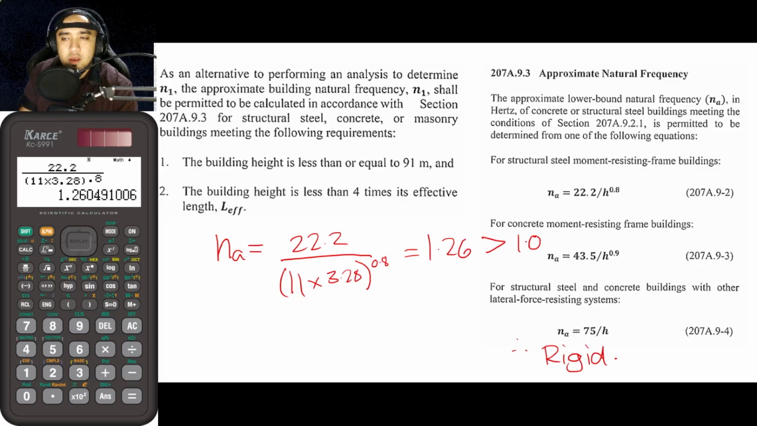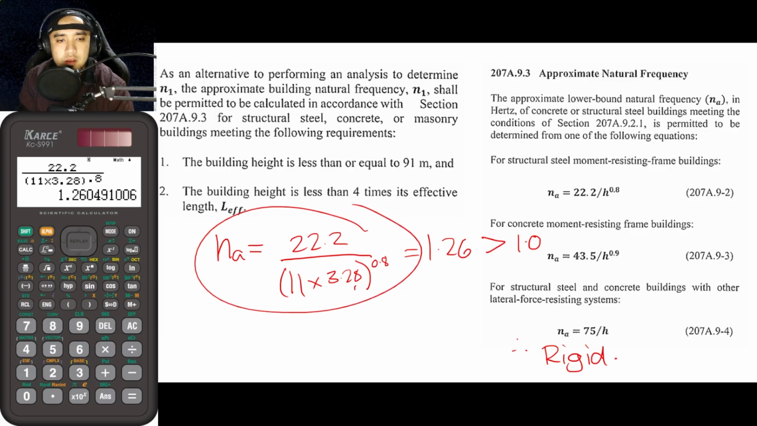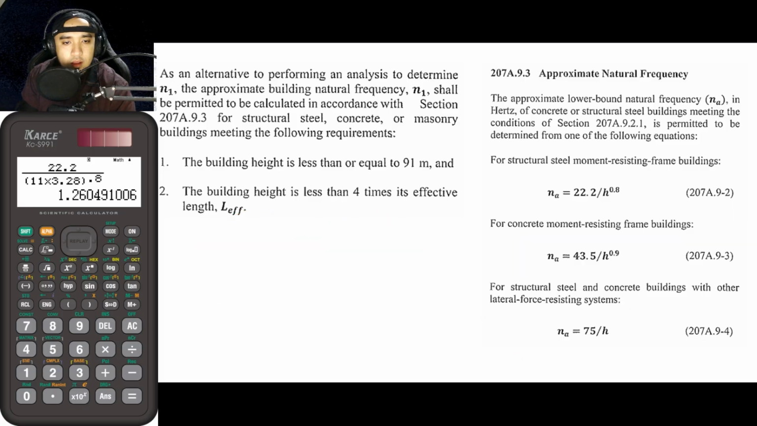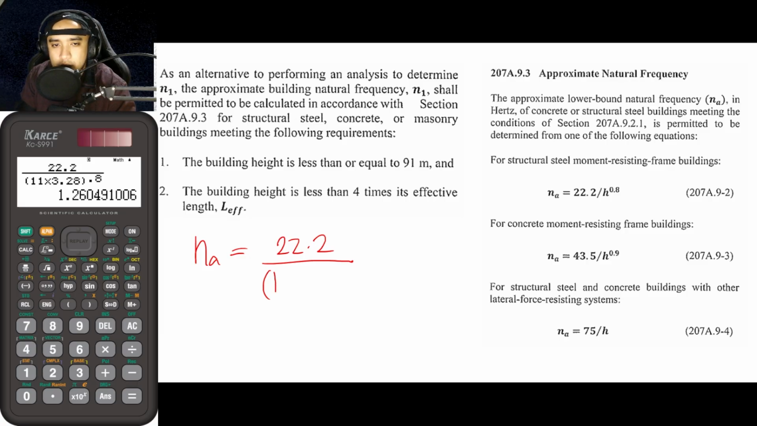Okay? So if you're that kind of person who likes to memorize formulas, instead of converting it, let us simplify this particular equation. So if I am to erase everything. So again, guys, before I erase it, take note that we will be considering our structure as rigid. Okay? So again, if we are to simplify this equation, Na is once again equal to 22.2 divided by, let's say that the height that you want to use is in terms of meters, so h. But then again, we must convert it into feet first, raised to 0.8.